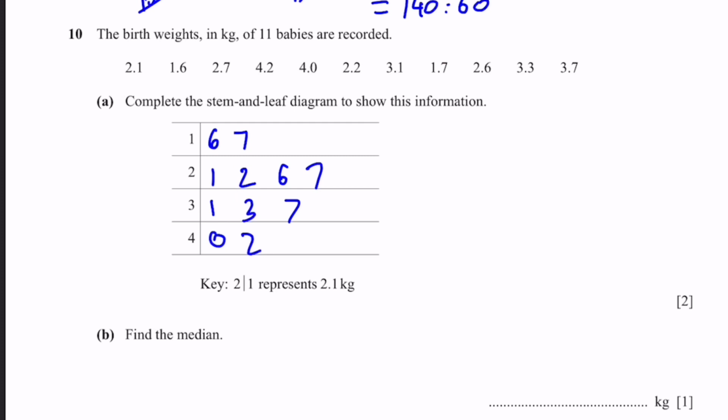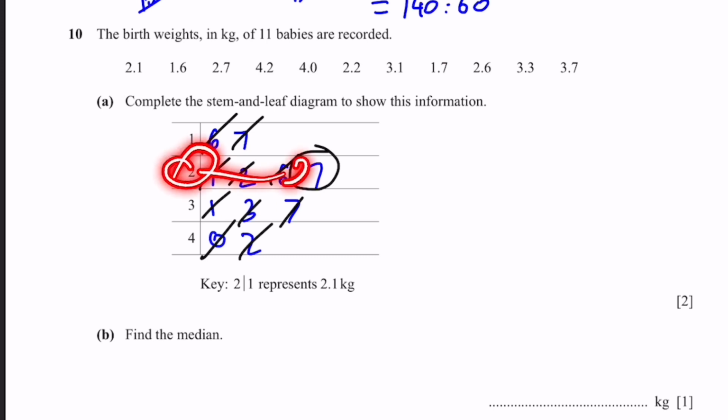B. Find the median. We can use the cancellation method to do this. So we can cancel the first and last in each set of data until we have one remaining, which is 7. And because the 7 comes under the 2 category, it'll be 2.7 kilograms.